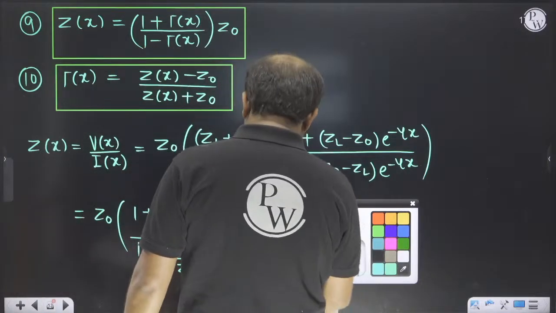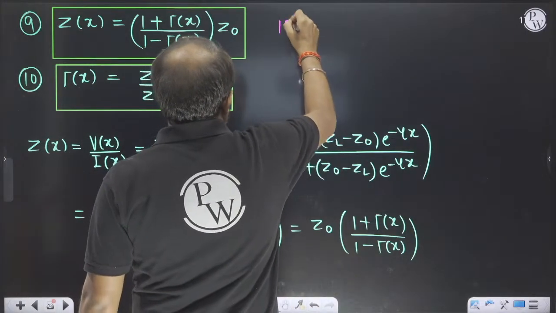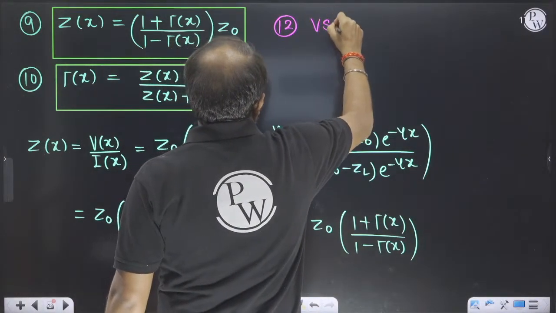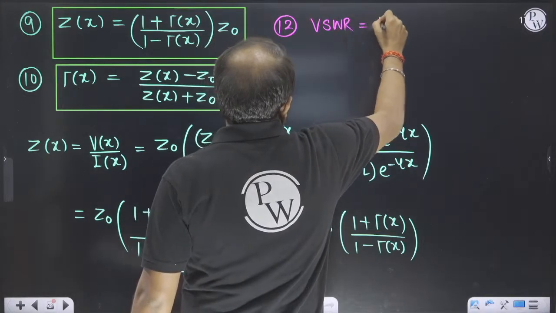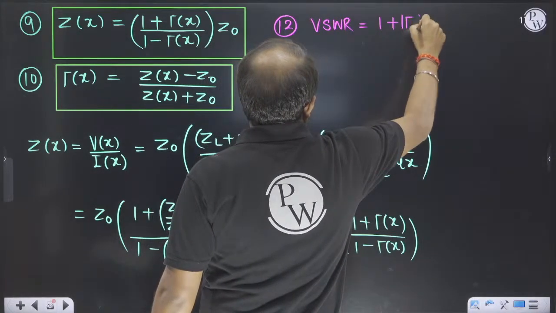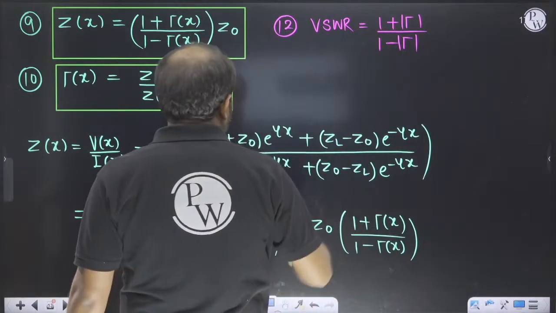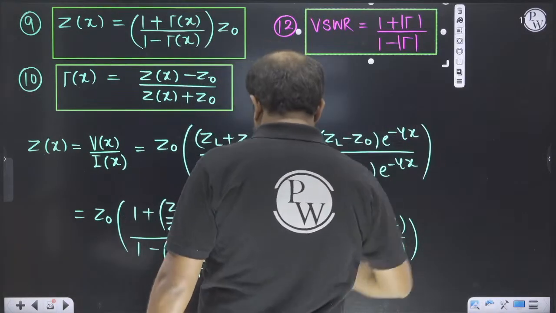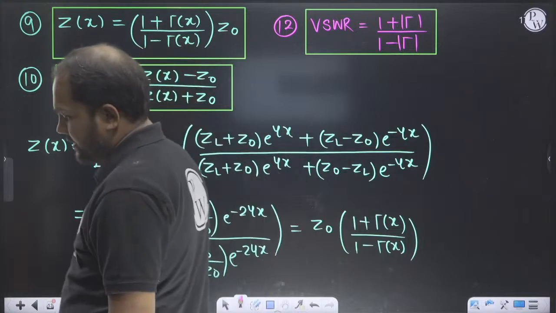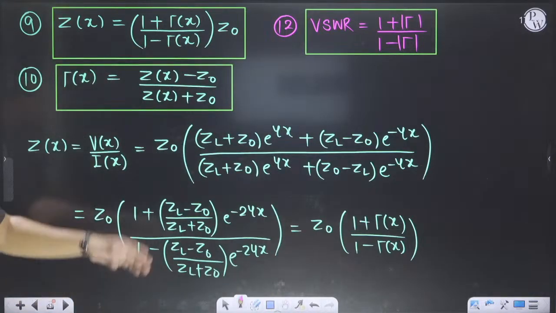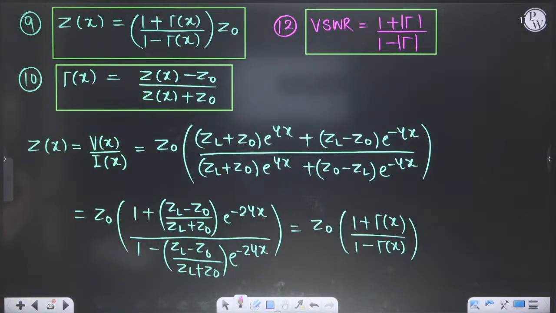The 12th one is VSWR. VSWR is equal to (1 + |Γ|) divided by (1 − |Γ|). I will describe later what VSWR is, but right now you can write this formula. So these are all the things you have studied.